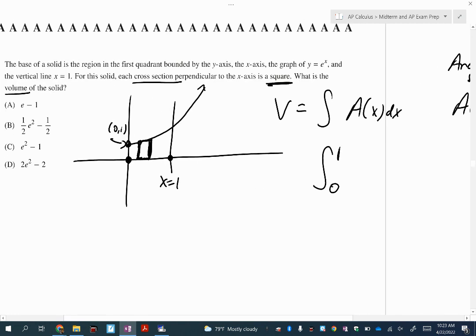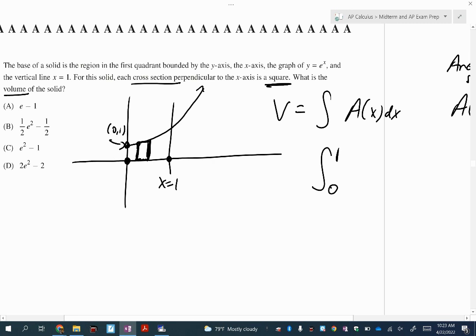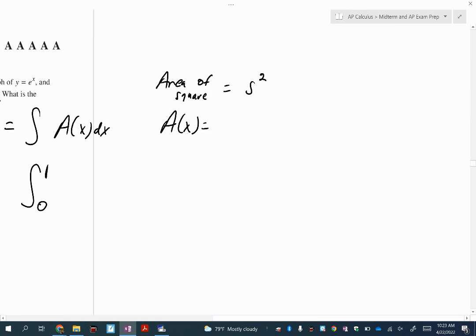So if you look here, do you see the distance for this side? That's the same as what? What's the same as the distance of this side? You see what I'm doing here? I'm on that point. So what's that distance there? No, it's not 1. It's the function, e to the power of x. See how I'm starting at the x-axis and going up to the function? So what is the length of one of my sides? It's e to the power of x.